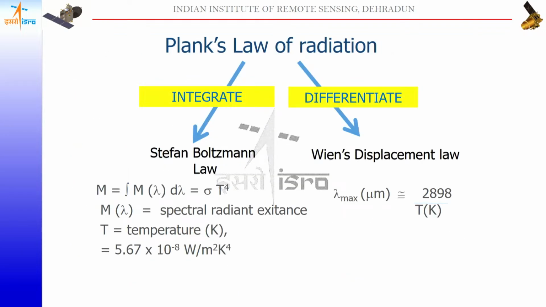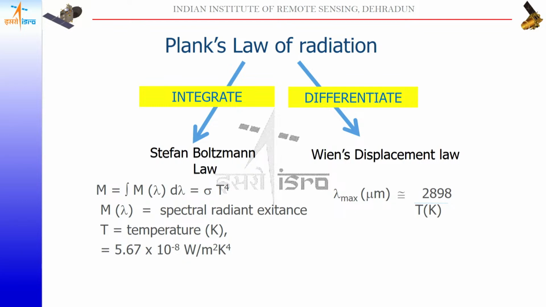Right, so from Planck's law of radiation, there are two corollaries. If you integrate the Planck's law, that means you will get the overall area under the curve. That means total excitance in the entire spectrum you will get if you integrate the Planck's law. And this gives you the information that total excitance is directly proportional to the fourth power of temperature. This law is known as the Stefan-Boltzmann law.